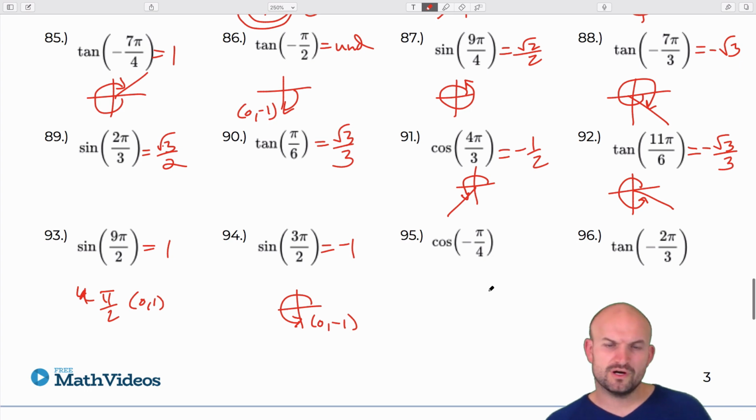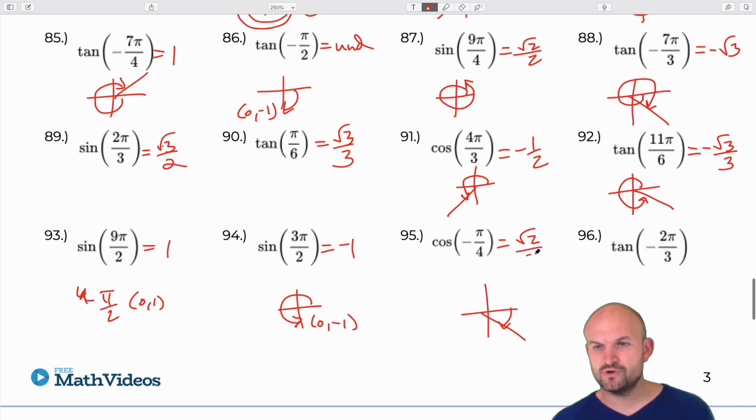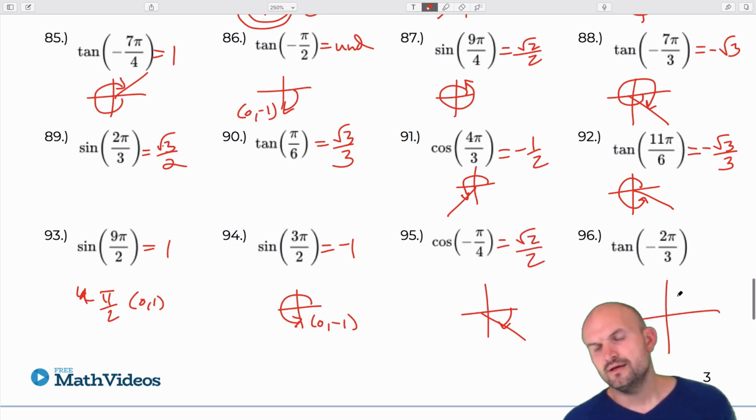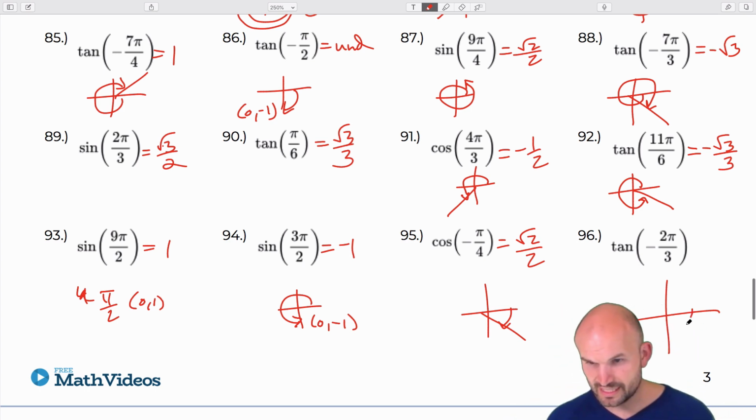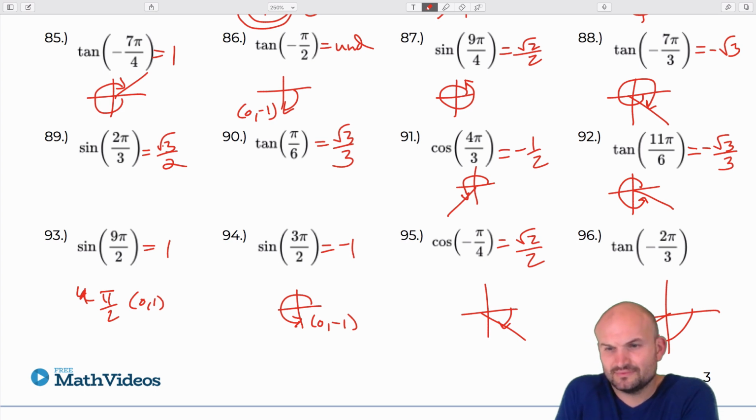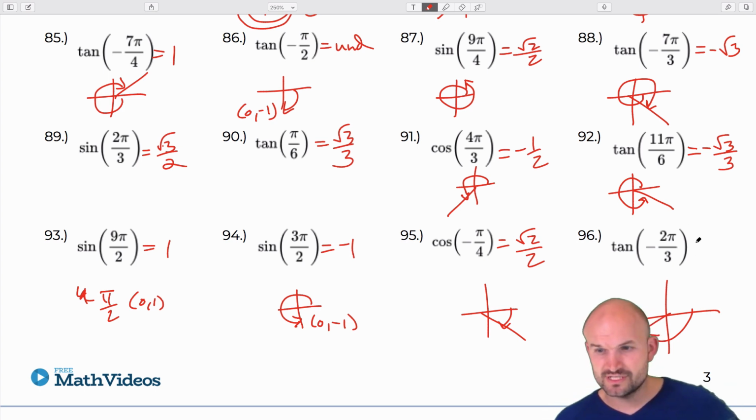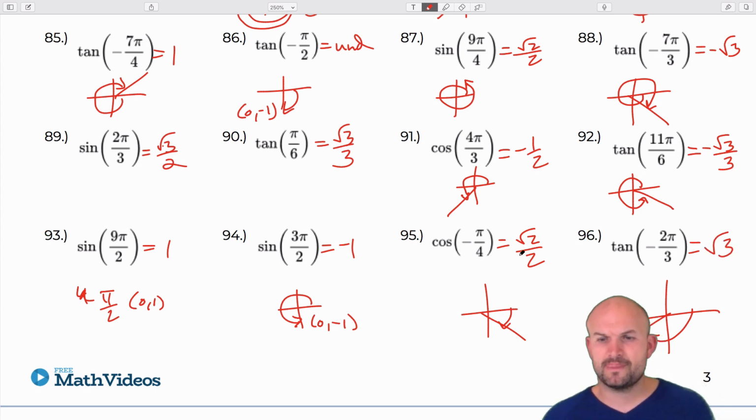Cosine of negative pi over 4, that is going to be in the fourth quadrant. So therefore cosine is positive, and the reference angle is pi over 4, so that's square root of 2 over 2. And then tangent of negative 2 pi over 3 is negative 2 pi over 3, so that's a reference angle of pi over 3. So therefore tangent, though, is going to be positive because it's in that quadrant. So that's going to be square root of 3.